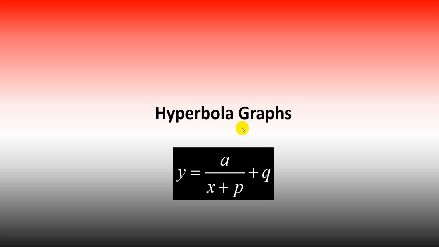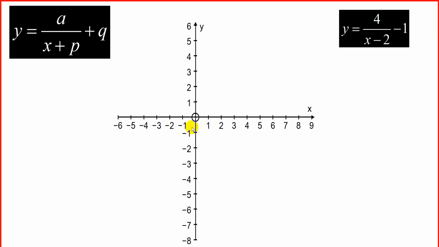Hi, in this video, we're looking at sketching the hyperbola. The equation of the hyperbola is y equals a over x plus p, plus q. In our example, we're going to look at y equals 4 over x minus 2, minus 1.